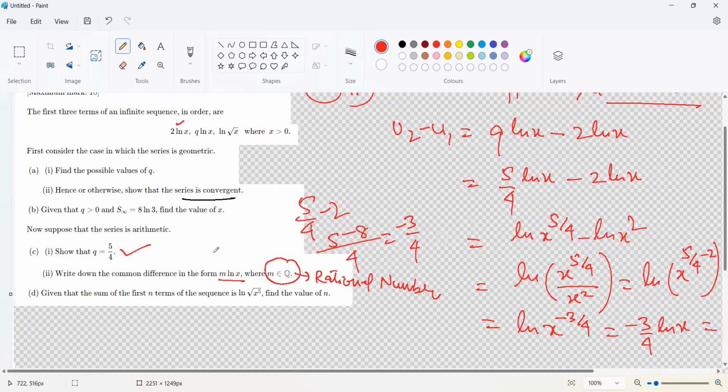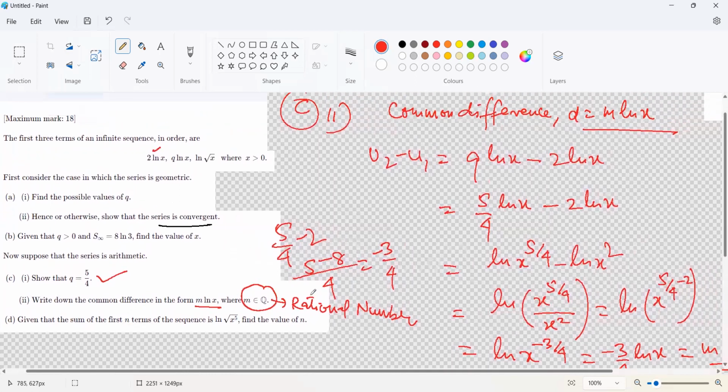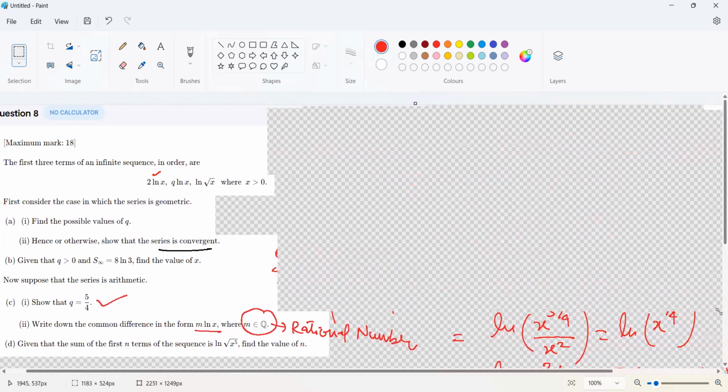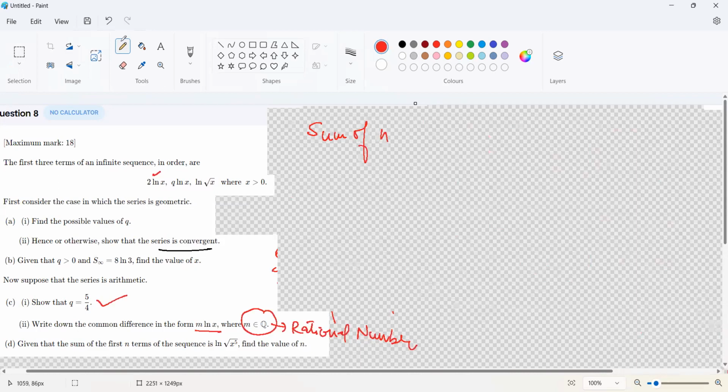Given that the sum of the first n terms of the sequence is ln x raised to the power 5 root under, we need to find the sum of the first n terms of the sequence. So I hope you know the formula for the sum of the first n terms of the arithmetic sequence. Sum of n terms of an AP is n by 2 times, bracket, 2u1 plus n minus 1 times d, bracket close.